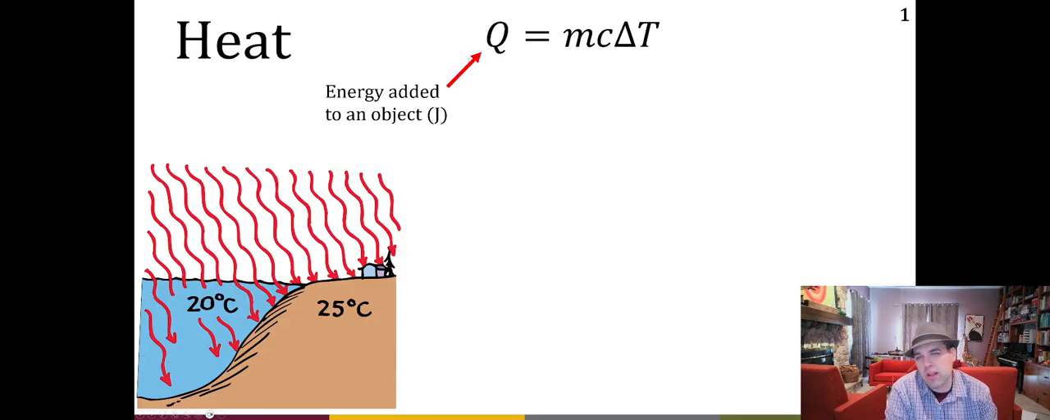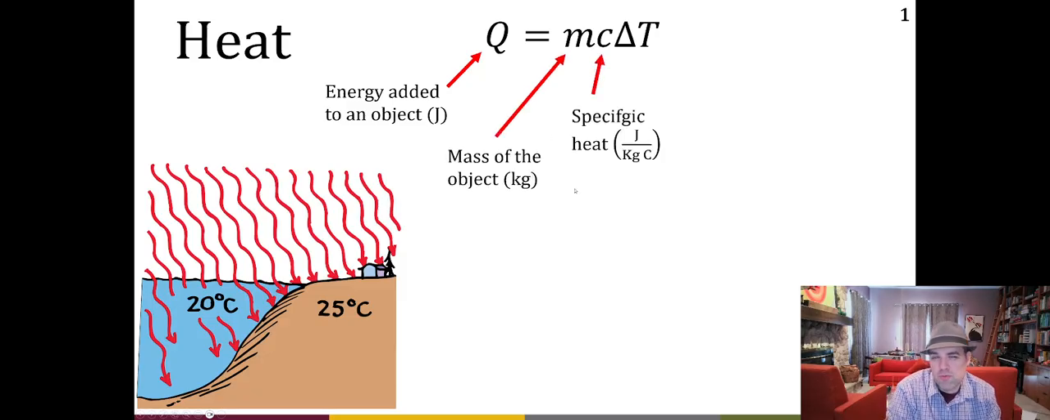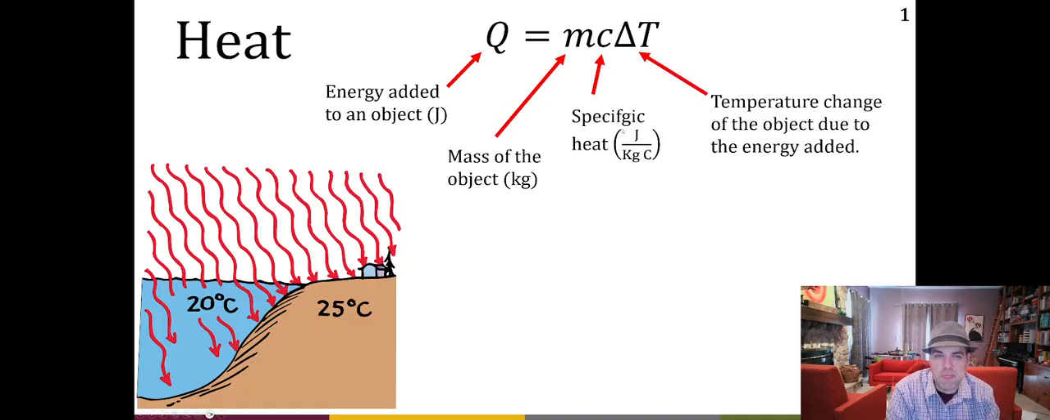Q is the symbol that we're going to use for the energy added to an object. It's going to be in joules. M, of course, is the mass of the object. C is a new term for specific heat. I'll talk about that in a second. And delta T, this is how much temperature the object is going to change when you add energy to it.